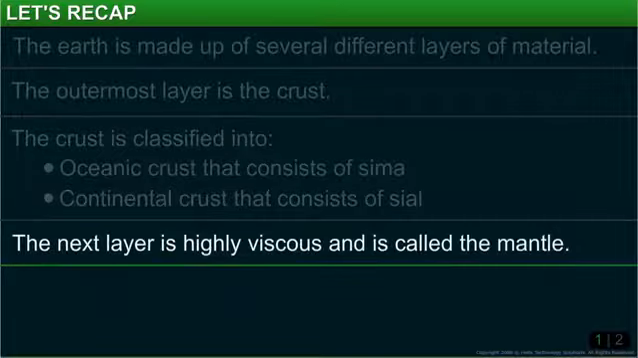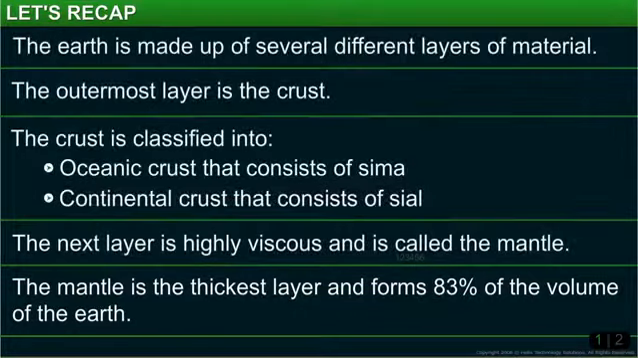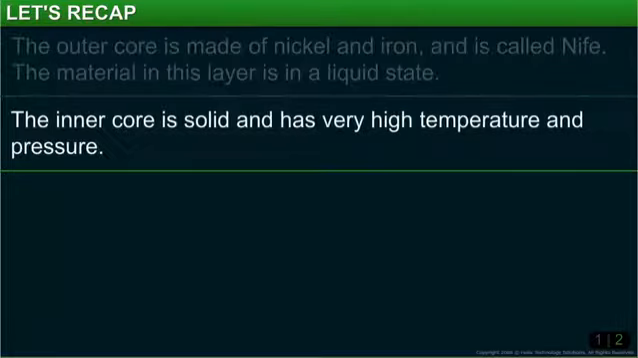The next layer is highly viscous and is called the mantle. The mantle is the thickest layer and forms 83% of the Earth's volume. The outer core is made of nickel and iron and is called NiFe. The material in this layer is in a liquid state. The inner core is solid and has very high temperature and pressure.